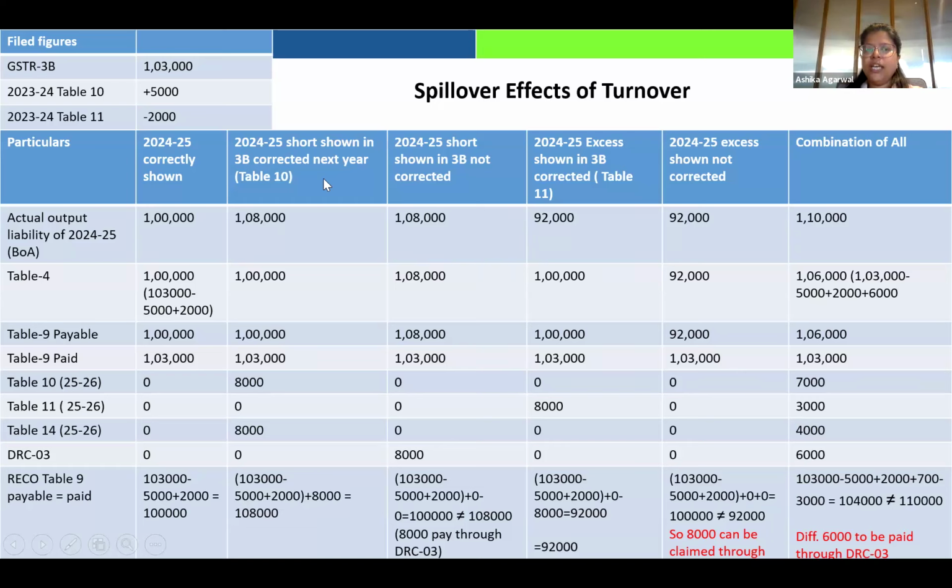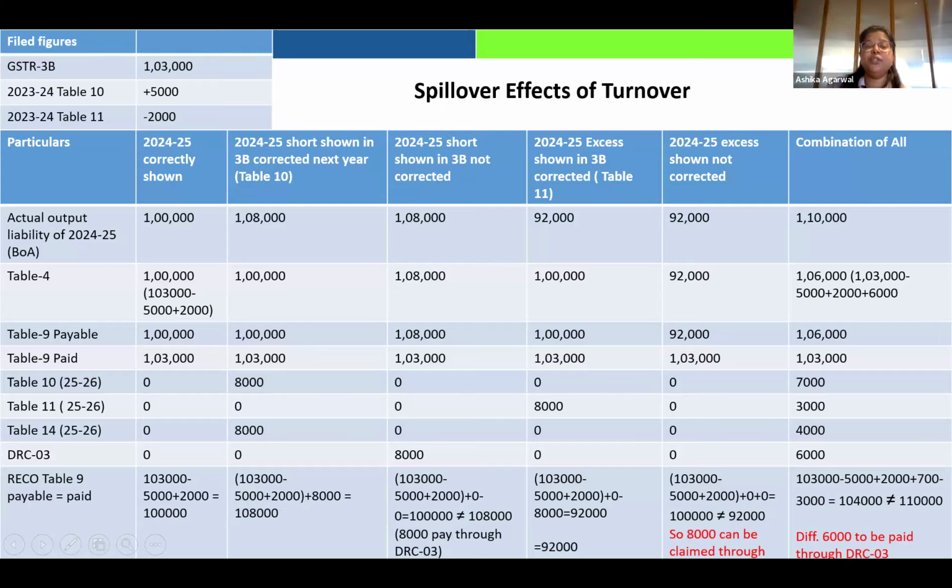So 8K is short. And as we mentioned, we are taking the example where this error is corrected in the next year. So in table 10 of GSTR 9, we will show that 8K we have paid in the next year. Though this difference of payable versus paid will not match, because if you see payable versus paid, you will say 3,000 difference. But what has been paid is 8,000 in the next year. There will be a discrepancy between payable versus paid.